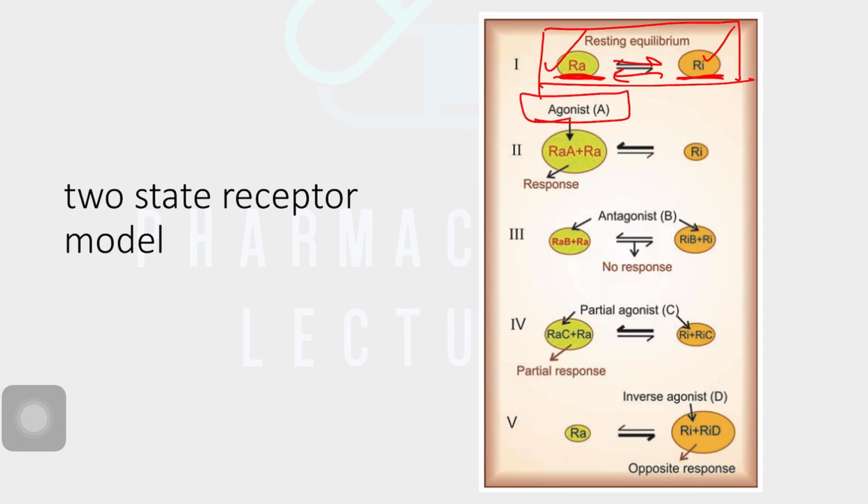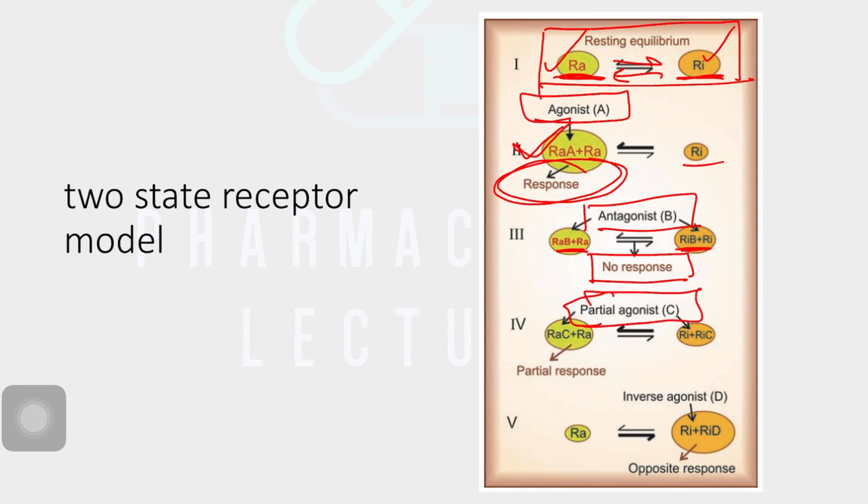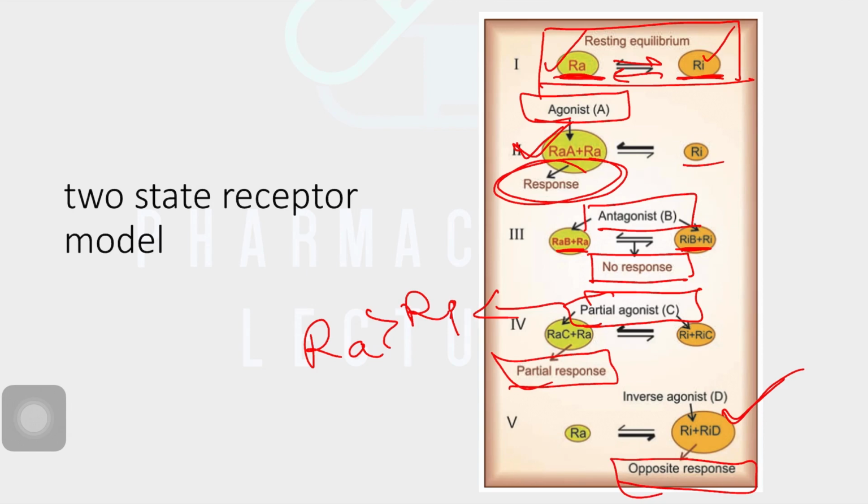Now what happens with the help of an agonist? With an agonist, the number of activated receptors, or the response, increases in comparison to inactivated ones, so it produces the full response. What happens with an antagonist? The antagonist binds both activated and inactivated receptors, so eventually there won't be any response, or zero response. What about a partial agonist? A partial agonist tilts the state more in favor of activated receptors rather than inactivated receptors, so it produces a partial response. And lastly, inverse agonists shift the balance toward inactivated receptors, so the inactivated state increases and it produces the opposite response. So this is the two-state receptor model.